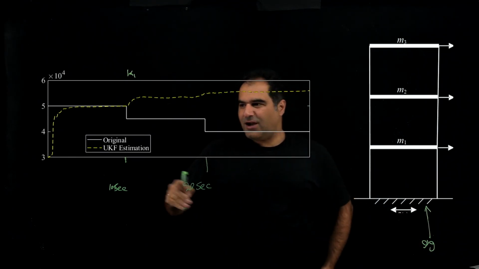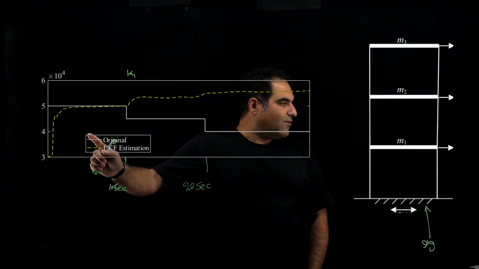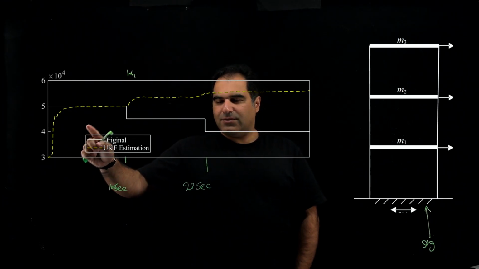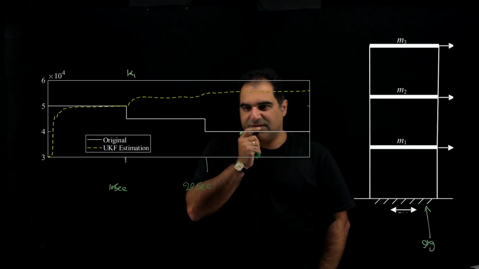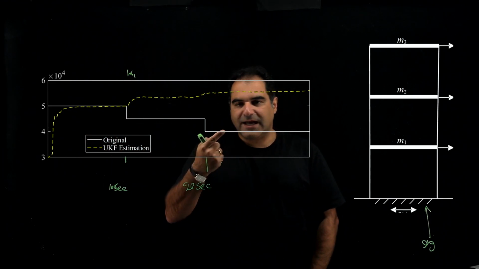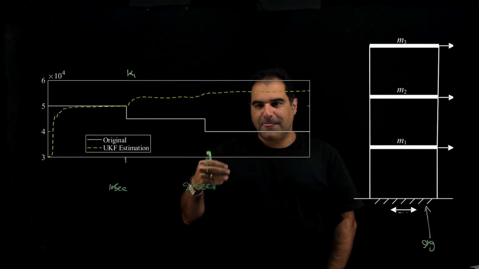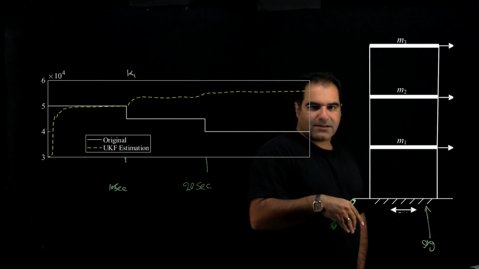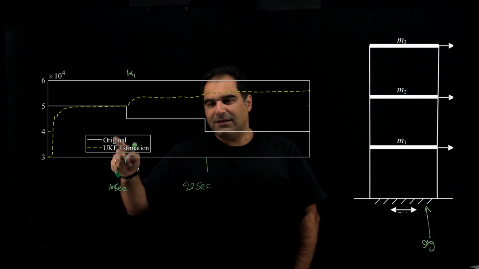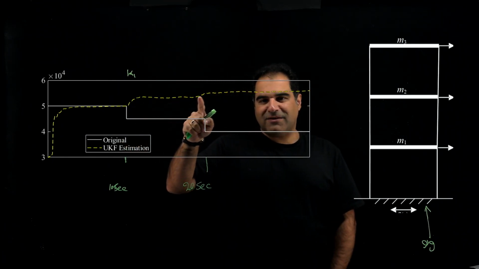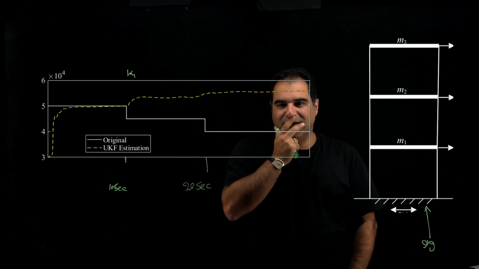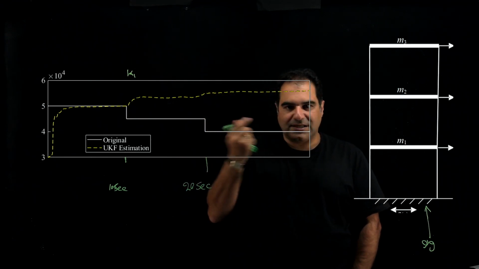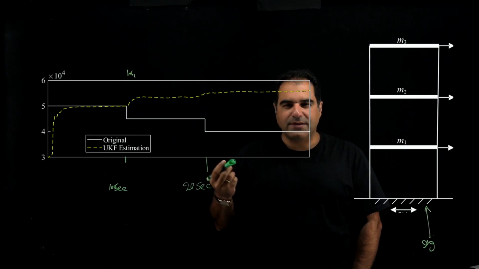At the beginning, the unscented Kalman filter was able to catch the ground truth, which is 50K. And after that, once I change the stiffness and continue the same unscented Kalman filter algorithm, you see, the unscented Kalman filter is not able to quantify the level of the change. It doesn't work anymore. Why did such a thing happen?